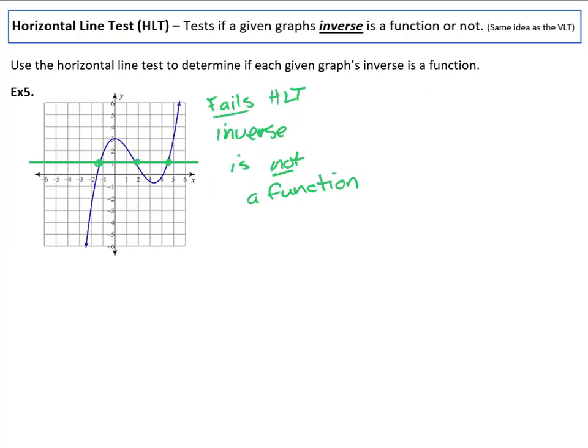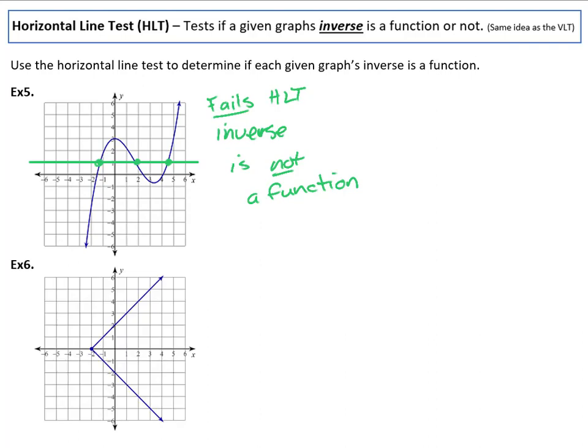Okay, one last example, almost done. What about this one? Hopefully here we can see if I pick a horizontal line, and we can do that anywhere, no matter where I'm able to drag that line to, at most it's going to go through my graph here 1 time. So even though this original graph is not a function, the horizontal line test tells us that its inverse is a function. This passes the horizontal line test, and its inverse is a function.